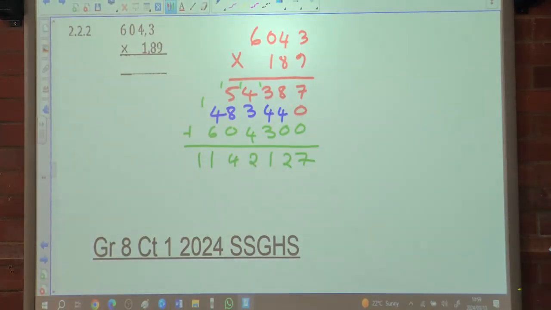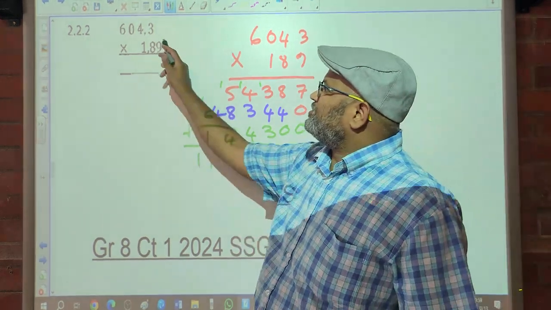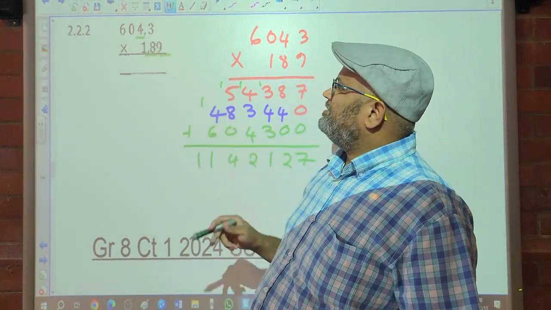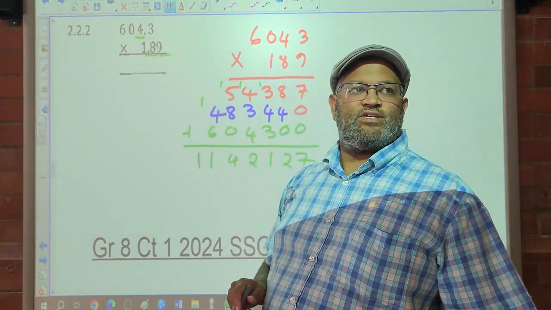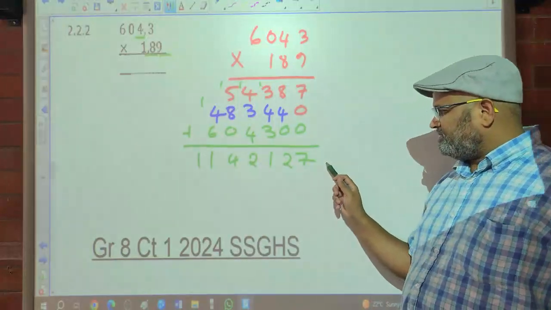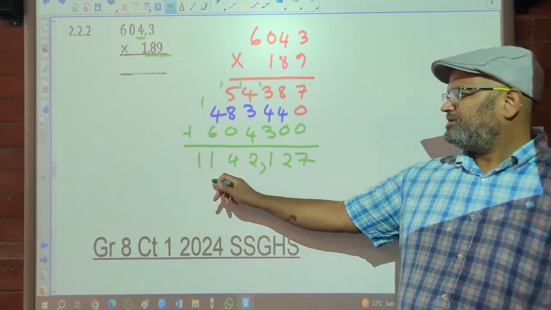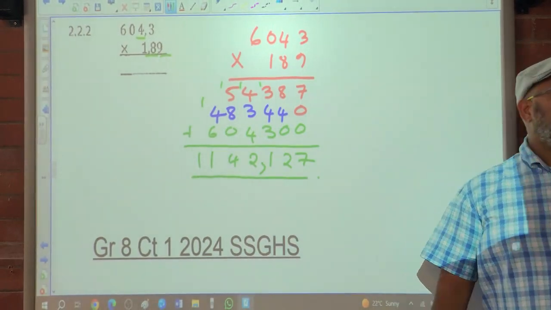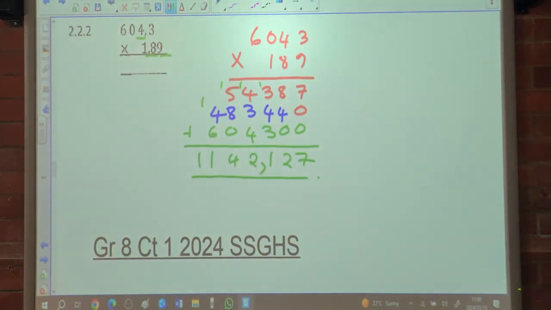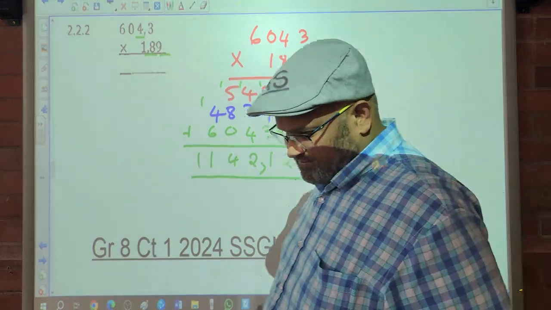Is that correct? How many digits are after the comma? 3. Can you see 3 in total? So I count from the far right: 1, 2, 3. There we go. You guys understand? Any confusion there? No?